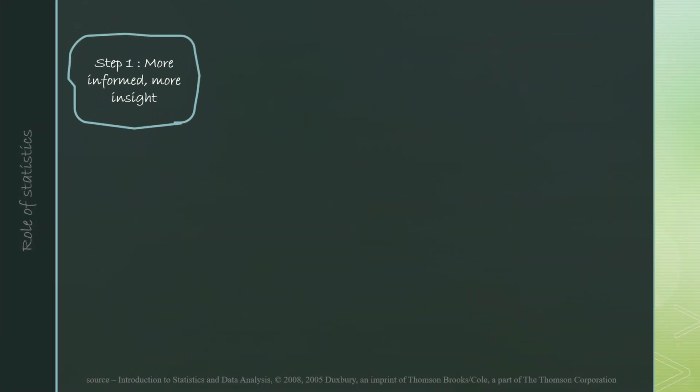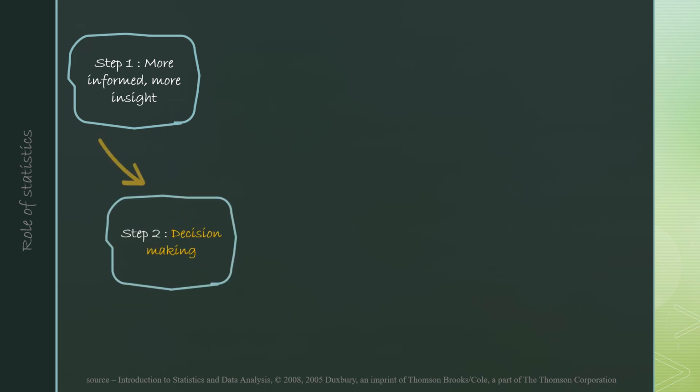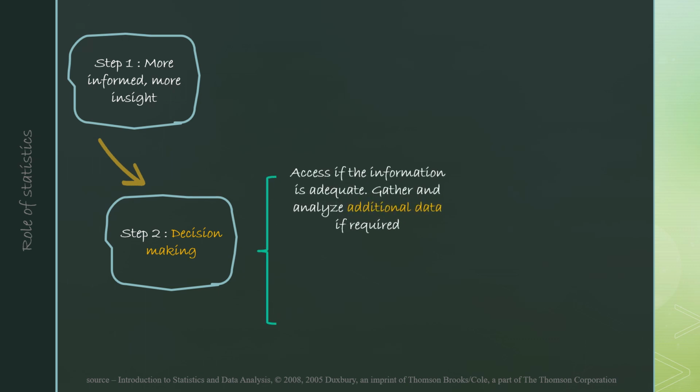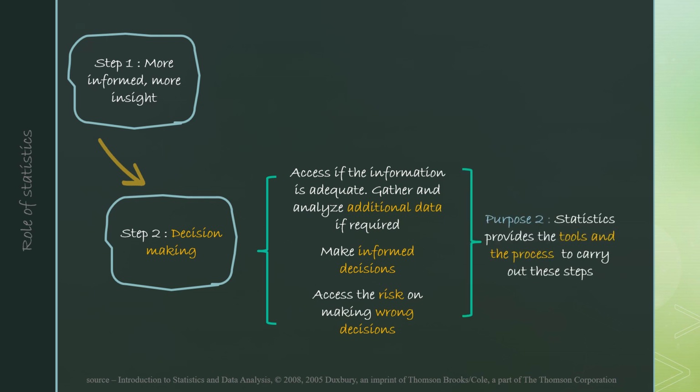Having completed step 1, step 2 in a statistical study involves decision making based on the insight into the data. Assess if the information is adequate, gather and analyze additional data if required, make informed decisions, assess the risk on making wrong decisions. Statistics provides the tools and process to carry out these steps.